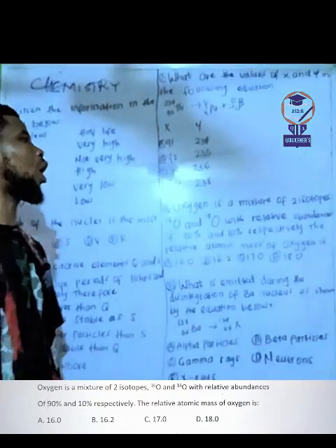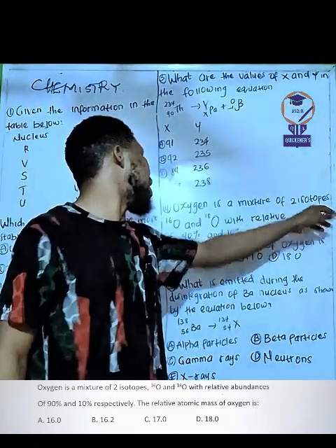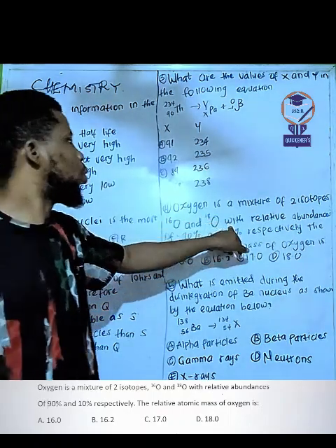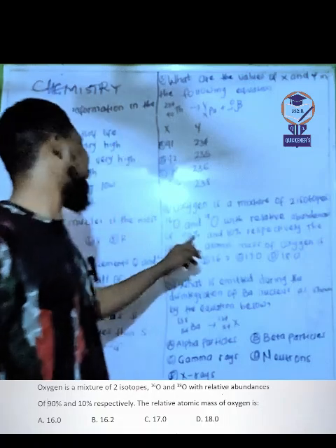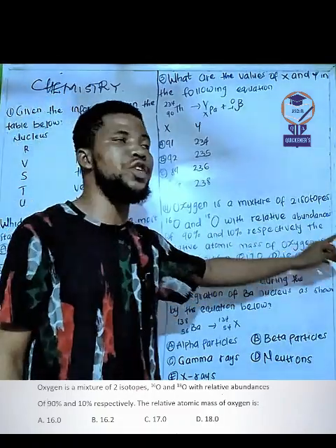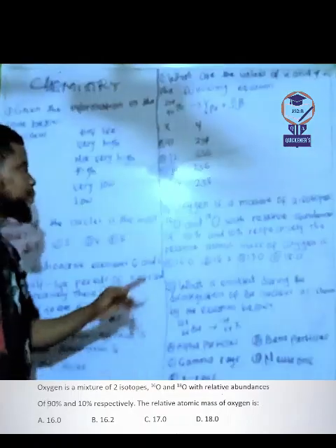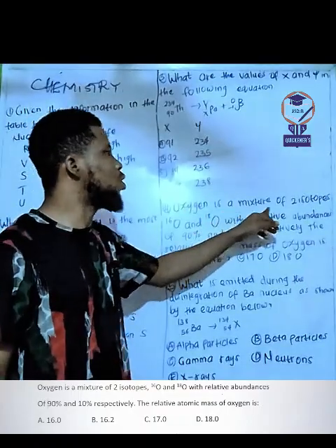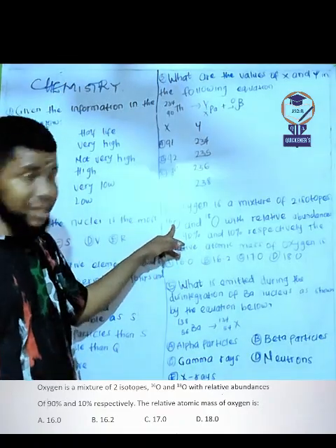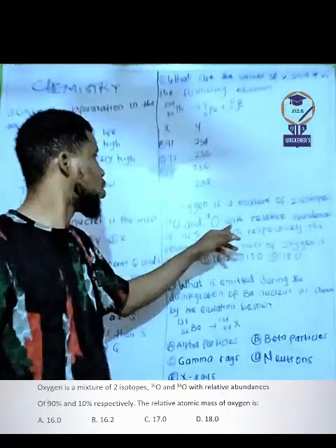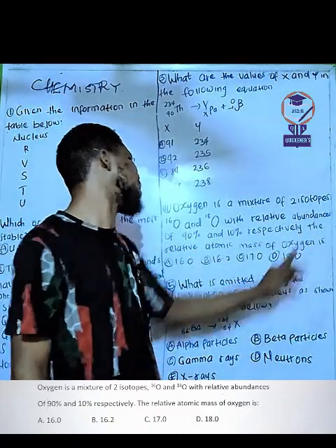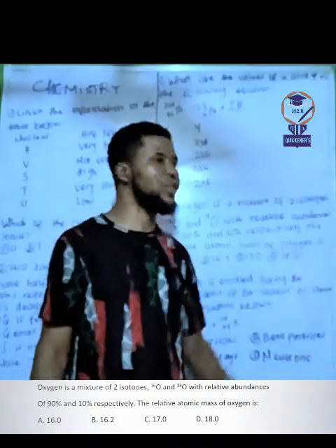Oxygen is a mixture of two isotopes, oxygen 16 and oxygen 18, with relative abundances of 90% and 10% respectively. The relative atomic mass of oxygen is, now let's go again. Oxygen is a mixture of two isotopes, oxygen 16 and oxygen 18, with relative abundances of 90% and 10% respectively. The relative atomic mass of oxygen is.